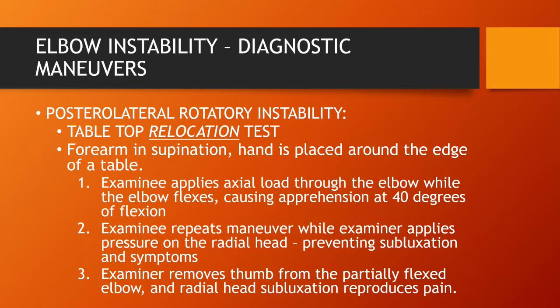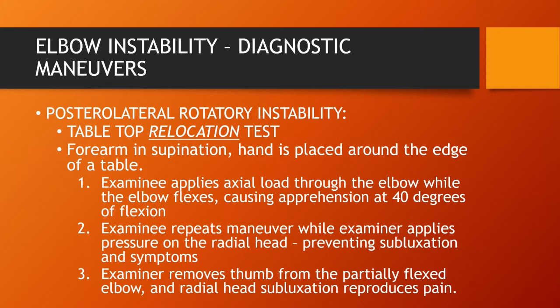And then this will reproduce the examinee's apprehension at approximately 40 degrees of elbow flexion as load starts to be applied to the radial head. In a positive report of apprehension in the lateral elbow, the examiner then applies anterior pressure on the radial head, thus preventing subluxation of the radial head and preventing reproduction of the examinee's symptoms.